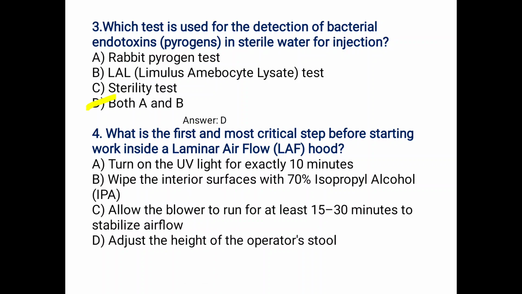Both tests. Next, what is the first and most critical step before starting work inside a laminar airflow hood? A. Turn on the UV light for exactly 10 minutes. B. Wipe the interior surface with 70% isopropyl alcohol IP. C. Allow the blower to run for at least 20 to 30 minutes to stabilize the airflow. And D. Adjust the height of the operator's stool. So C is the correct answer: stabilize airflow.